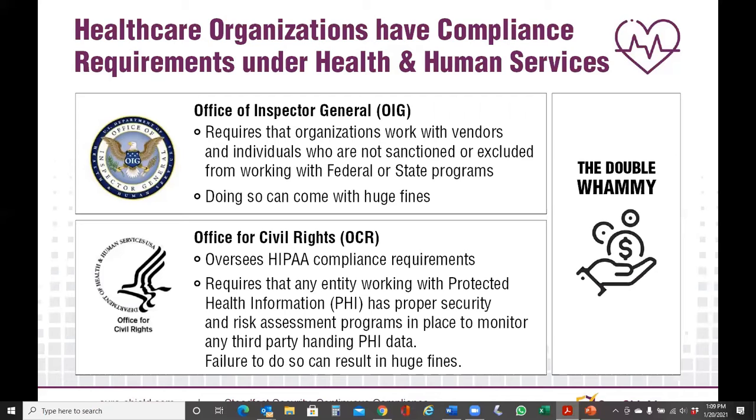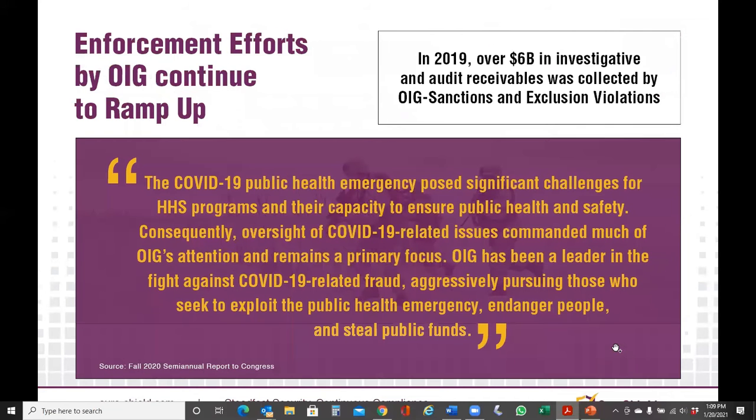So in the instance of a breach from a BA, if that covered entity did not have a proper audit trail in place, they could be just as liable for the fines as that business associate. So it's really, as you know, a double whammy. It just puts more pressure on your organization to put the proper processes in place to manage these different requirements.